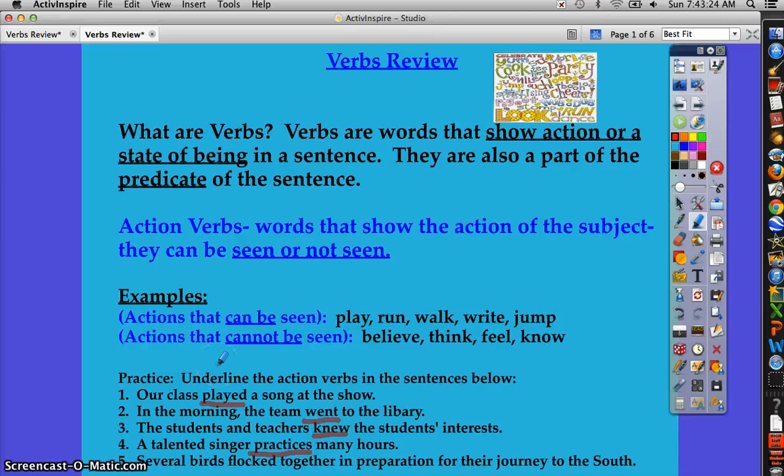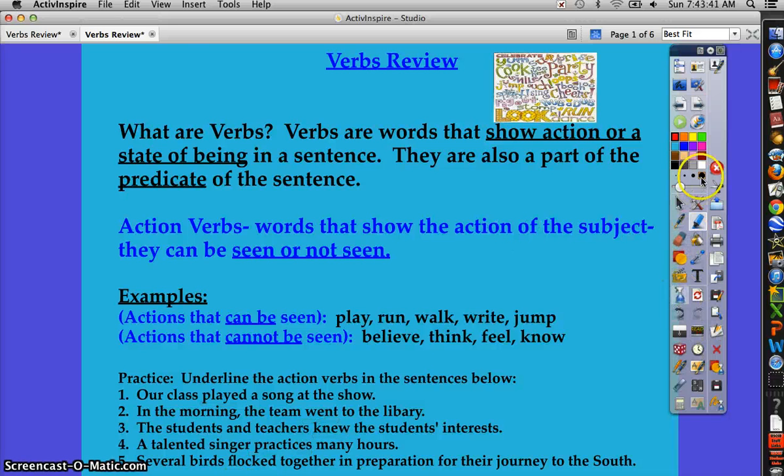And finally, number 5, several birds flock together in preparation for their journey to the south. Flock would be the action verb in number 5. So action verbs are words that can be seen or not seen. They show the action of the subject in the sentence.